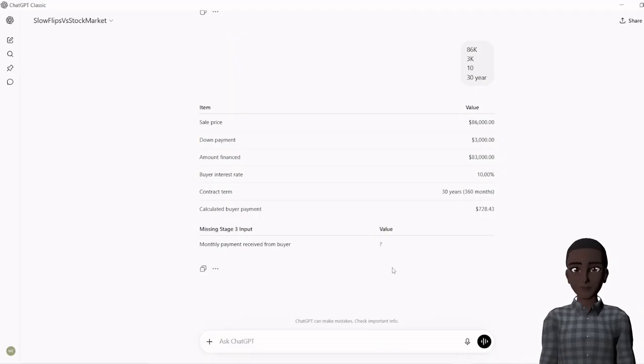All right, so now we know that it's going to take them 30 years at around $730 a month in order to cover that obligation. But of course, that's not what we're going to be charging them. We need to charge enough to cover our own cost and also cover property taxes and insurance, which we'll cover in the next stage.